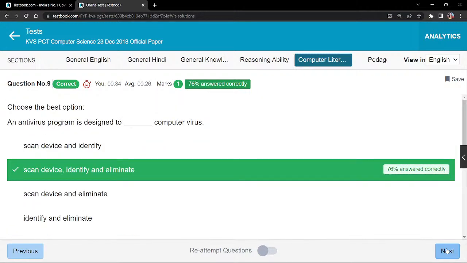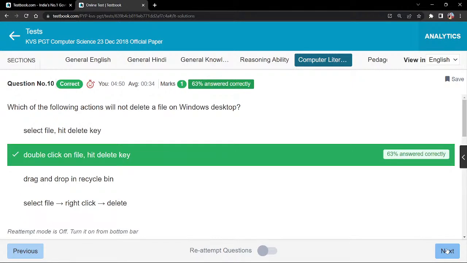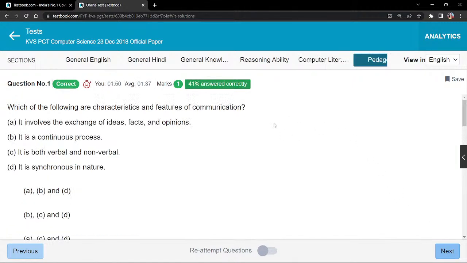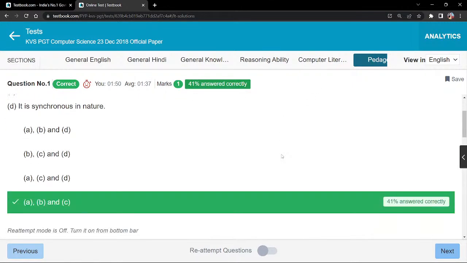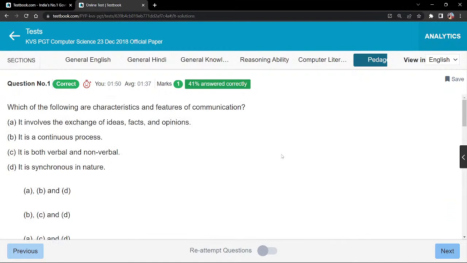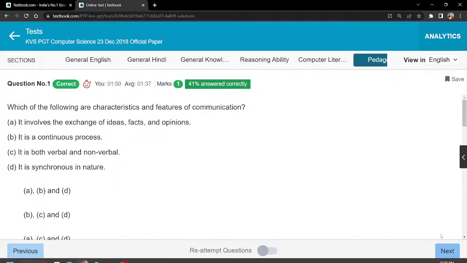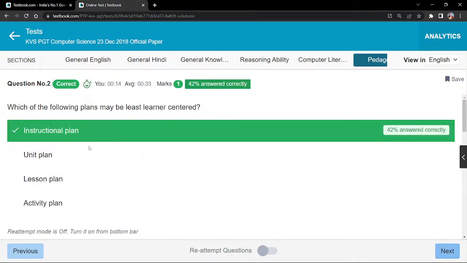So, an antivirus is a scan device and an element against the computer virus. On the Windows desktop, double click on the file, hit the delete key. So ABC is correct. It involves exchange of ideas, it is continuous and it is both verbal and non-verbal. But it is not synchronized in nature.